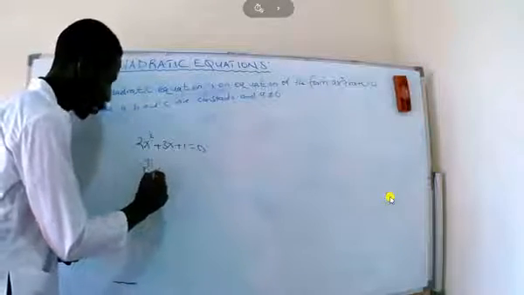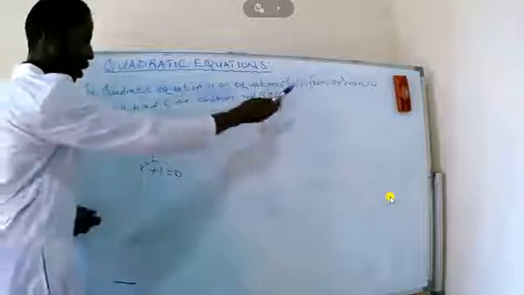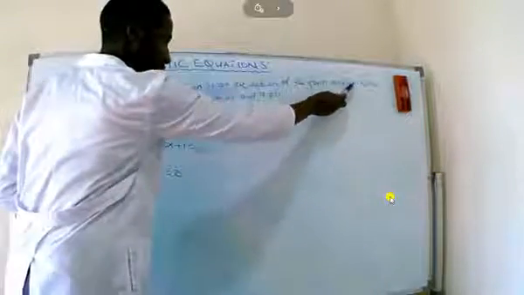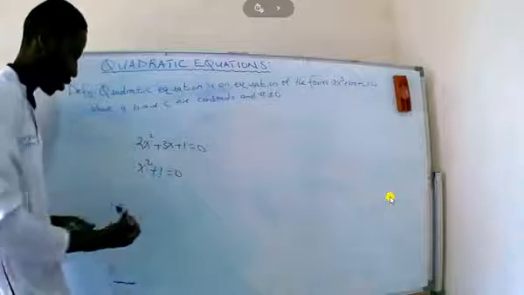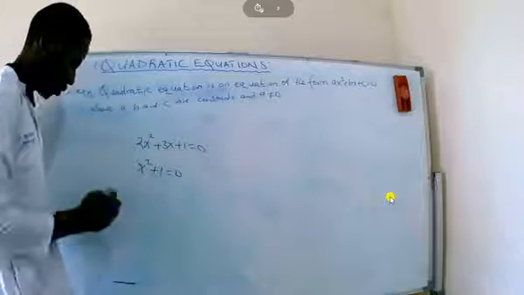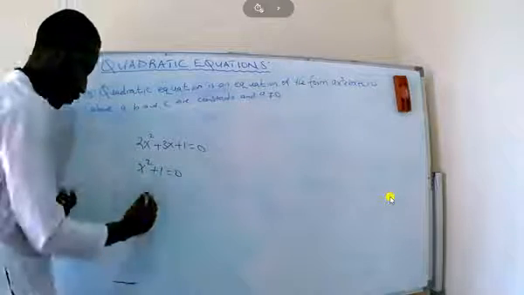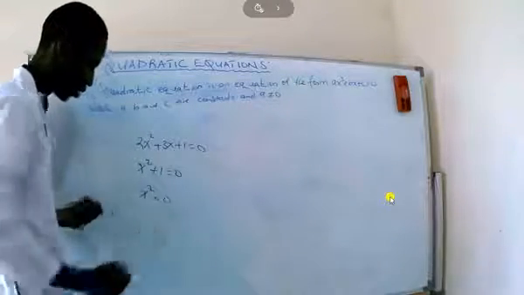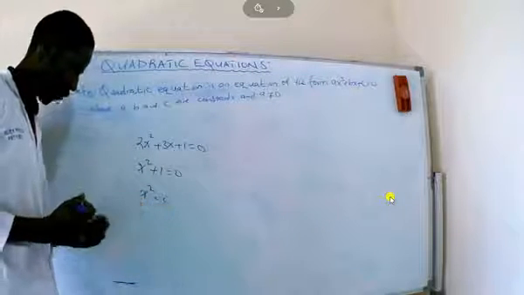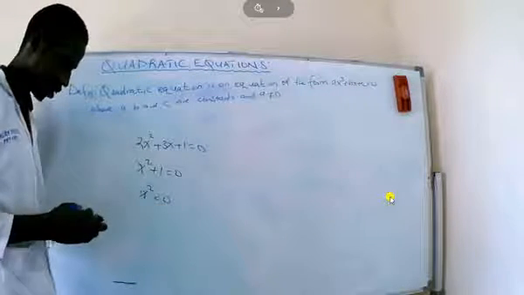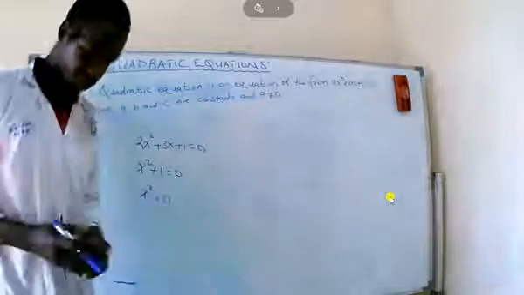x squared plus 1 is also a quadratic equation. In this case, our b, which is the coefficient of x, is 0, our a is 1, and our c is 1. So this is also an expression which can be referred to as a quadratic equation. The highest power of x is 2. Even x squared equals 0 is also a quadratic equation. As long as the highest power of x is 2, such an equation qualifies to be a quadratic equation.